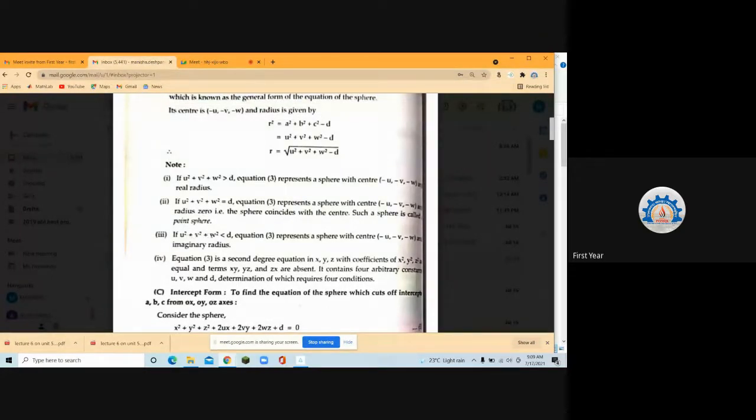Then u square plus v square plus w square is less than d. That means the term inside the square root.